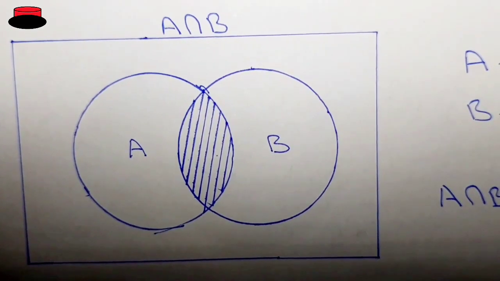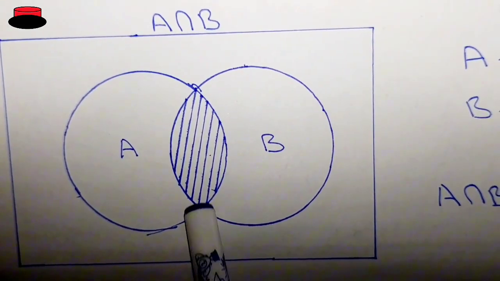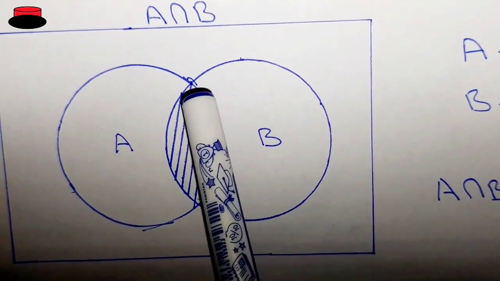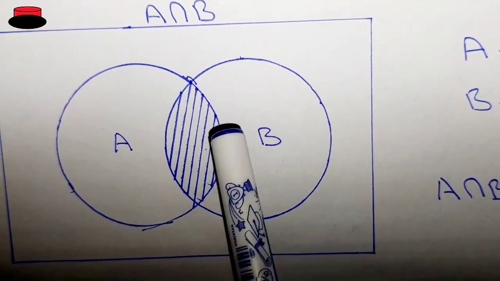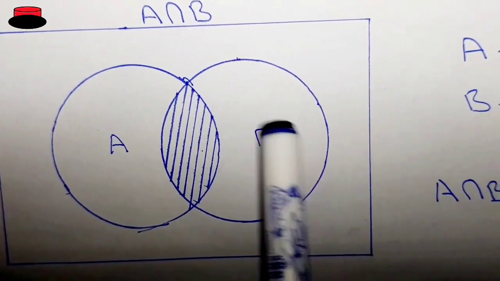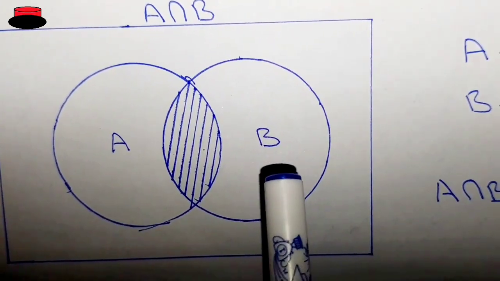And this is the Venn diagram of the A intersection B. So this is the set A and this circle is the set B. So this shaded area is the intersection. It means the common elements from both the sets will be written in a new set.